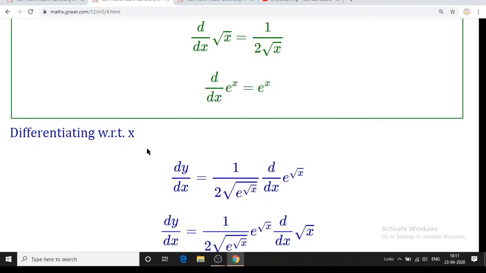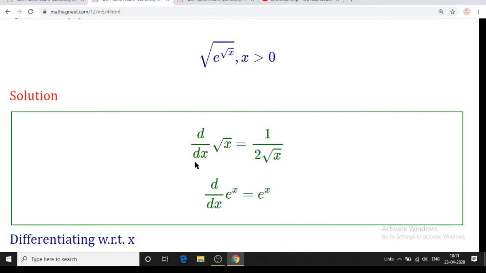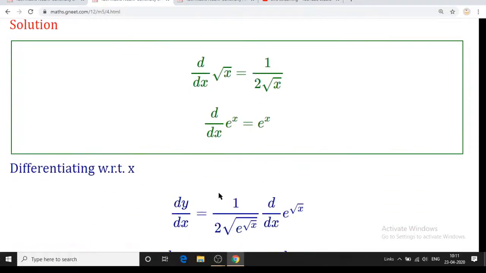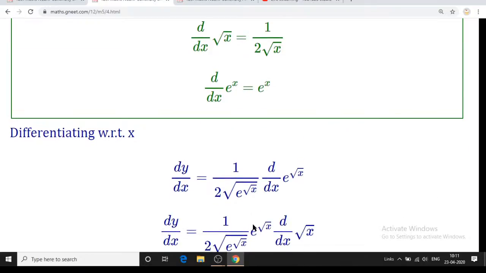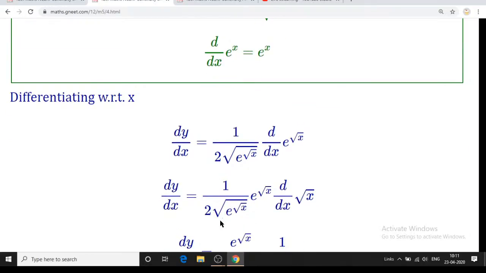Now differentiating with respect to x, what do we get? What is the derivative of root? 1 upon 2 root. So this will be 1 upon 2 root, whatever function we have, that is a bracket, into the derivative of the bracket. So we get 1 upon 2 square root of e raised to root x.